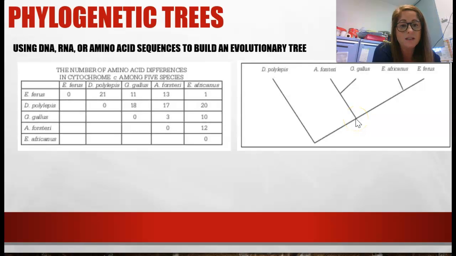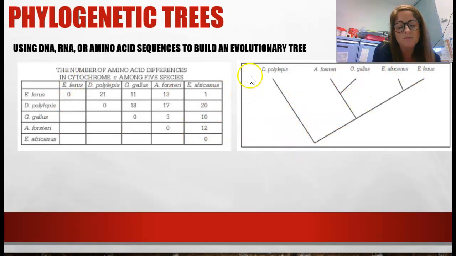Now, if I asked you between Gallus and Fosteri, then it would be here. They have a common ancestor here with each other. And there's only one common ancestor for everyone, and that's farther down here, and that would be further back in time. So hopefully, phylogenetic trees are really simple compared to the cladograms we did in Unit 3, and so hopefully those are not too difficult for you to figure out.